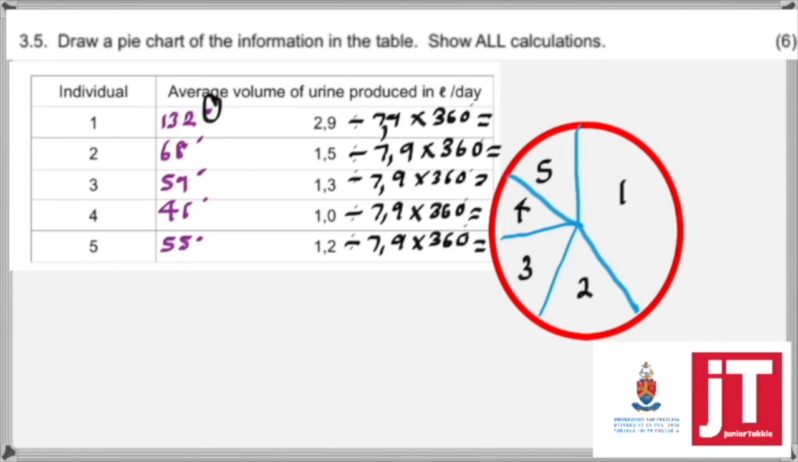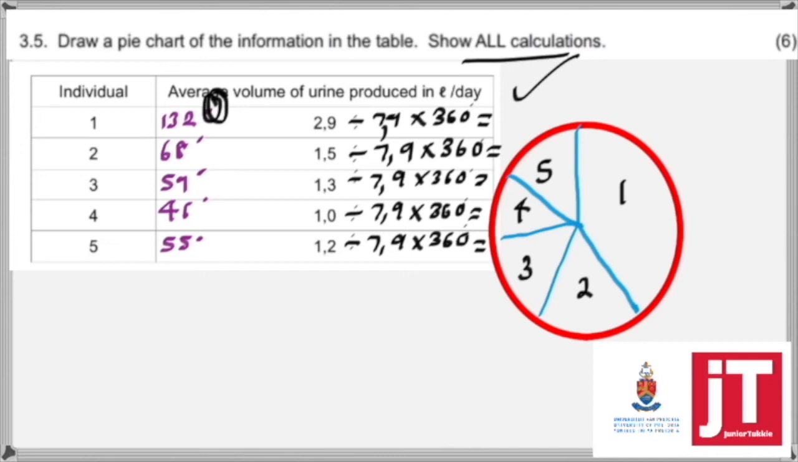For individual 1, it'll be 132. For 2, it'll be 68. Individual 3, 59. Individual 4, 46 degrees. And individual 5 will be 55 degrees. So there are our calculations. We have shown it. It's the number over the total, which is 7.9, and you multiply it by 360. That will give you your degrees. Make sure you have your degrees.